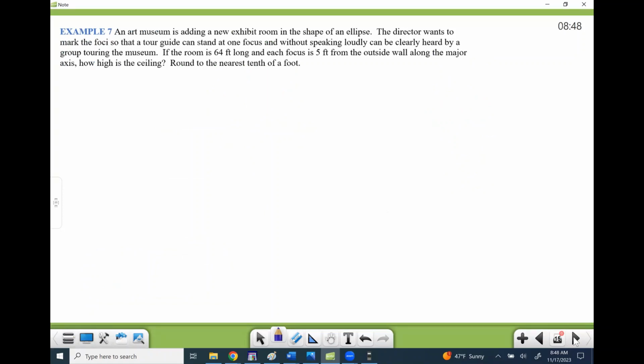Okay, an art museum is adding a new exhibit room in the shape of an ellipse. The director wants to mark the foci so that a tour guide can stand at one focus and without speaking loudly can be clearly heard by a group touring the museum. If the room is 64 feet long and each focus is 5 feet from the outside wall along the major axis, how high is the ceiling, rounded to the nearest tenth of a foot?